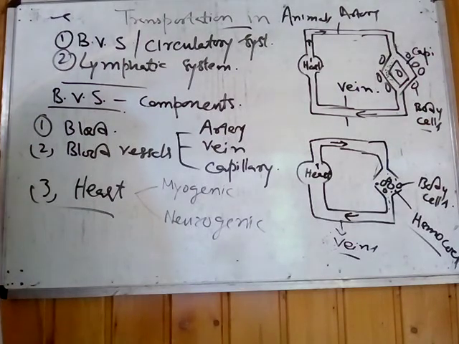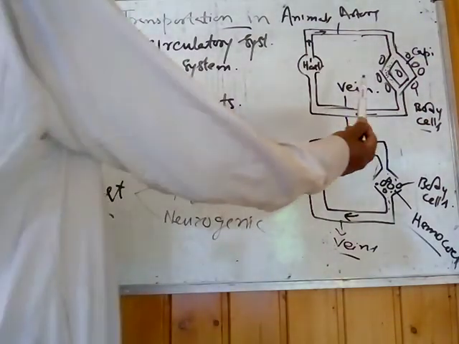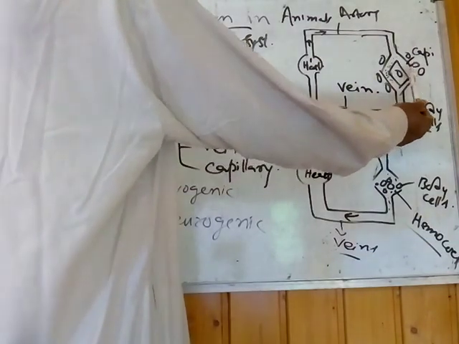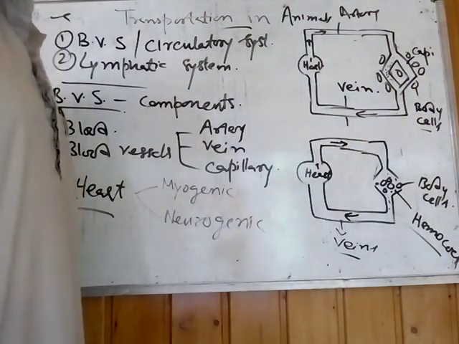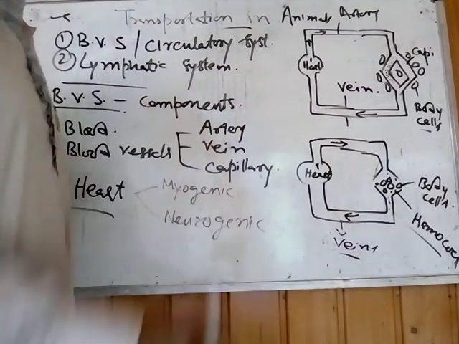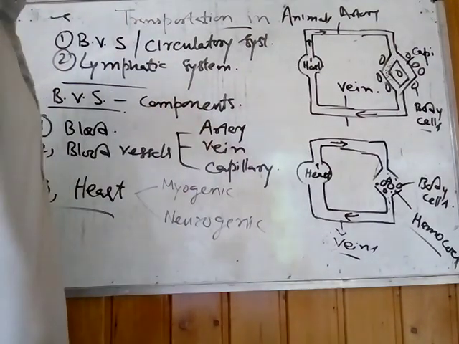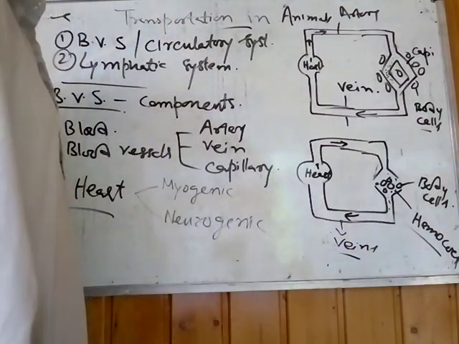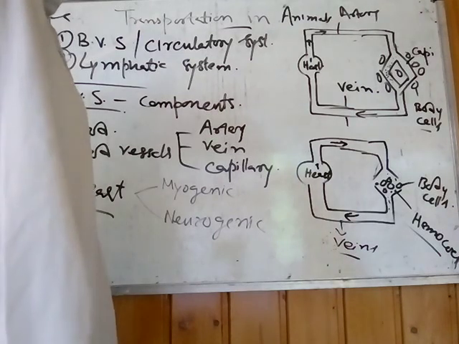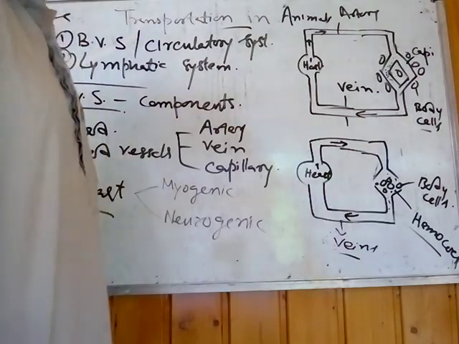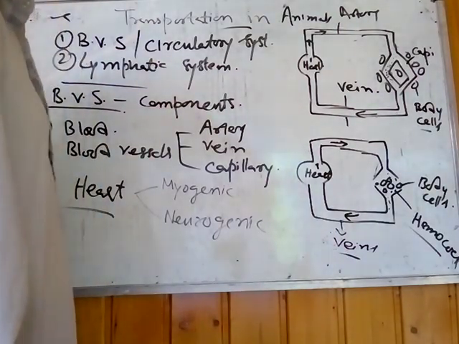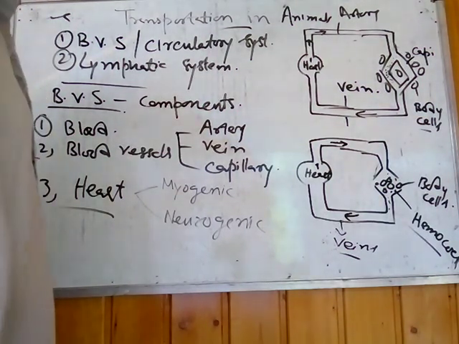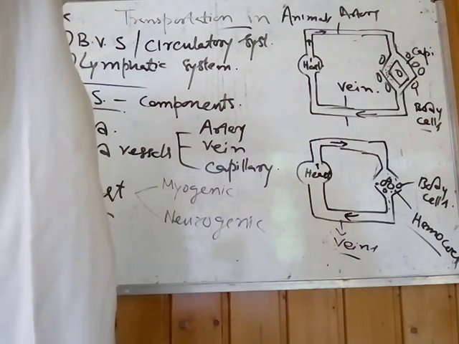Let's see the difference. In higher animals, in the closed blood vascular system, blood never comes in contact with the body cells. If it comes in contact with the body cells, it can damage the cells. But in open type, cells are directly bathed by the blood, and it is not any problem to the cells. Cells are so adapted that they have no problem with the blood in contact with them.